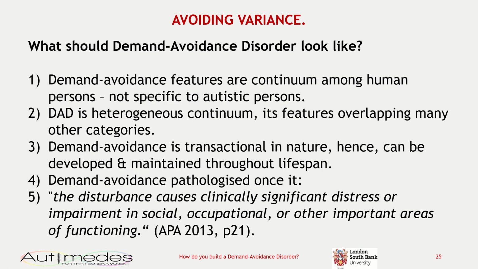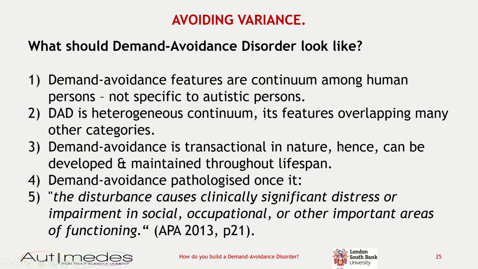So yeah. What does all this mean for a demand avoidance disorder? Like, what should it look like? So, demand avoidance features are a continuum among human people. They're not specific to autistic persons. Demand avoidance disorder is a heterogeneous continuum. Its features overlap in many other kinds of categories.